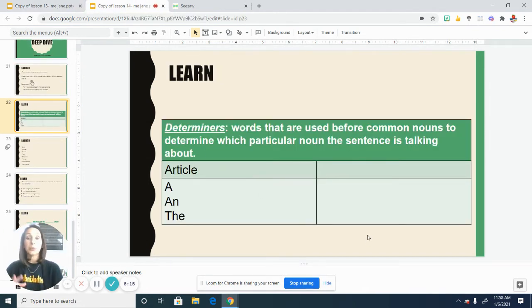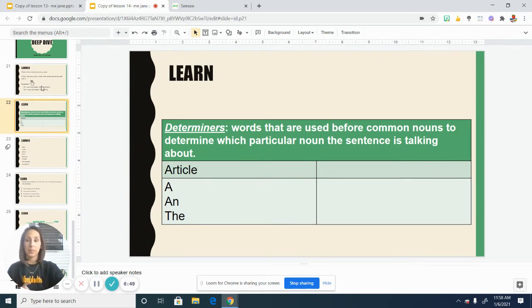Okay, so I just wanted to show you this chart really quickly to show you determiners. Again, the big category, and it says words that are used before common nouns to determine which particular noun the sentence is talking about. And then, like we said, articles are a specific type of determiner, kind of like slippers are a specific type of footwear. All right, so the difference between using "a" and using the word "an."